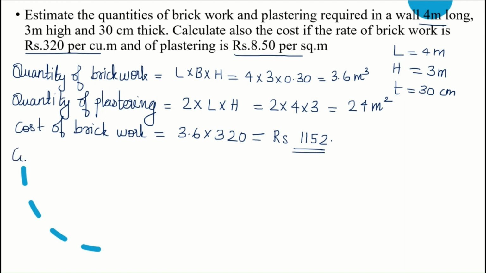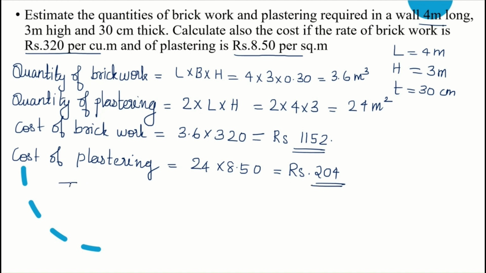Next we are going to find out the cost of plastering. Okay, since plastering is provided in 24 square meter area, our cost will be 24 into 8.50, that is rupees 204.